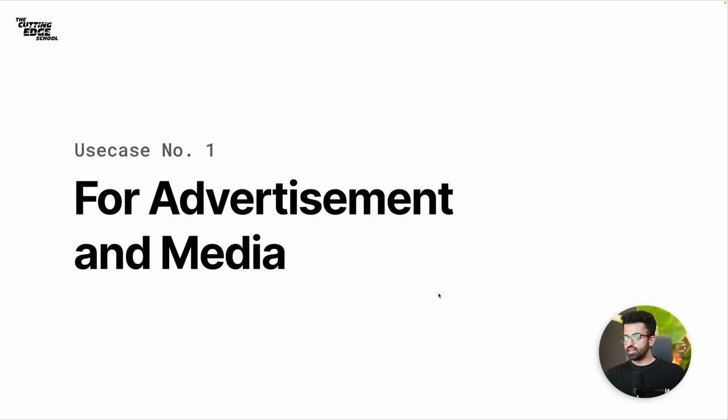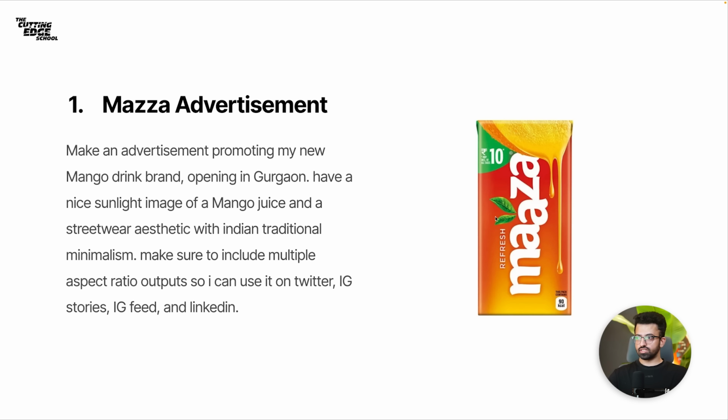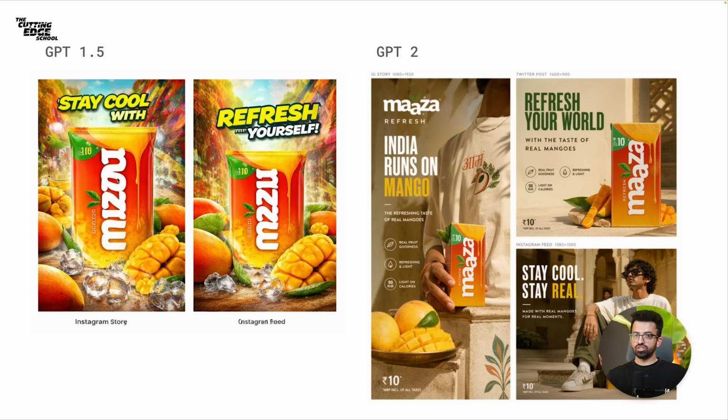Use case number one is that you can use GPT 2.0 for advertisements and media. What we did is, we took this particular product of Maaza. We wrote this prompt like, make an advertisement promoting my new mango drink opening in Gurgaon, have a nice sunlight image of a mango juice and a streetwear aesthetic, and the prompt goes on. I have tried this with GPT 1.5 and 2.0 and I'll show you the results. The image on the left here is made using 1.5 and the image on the right is made using GPT 2.0. Can you see the stark difference?